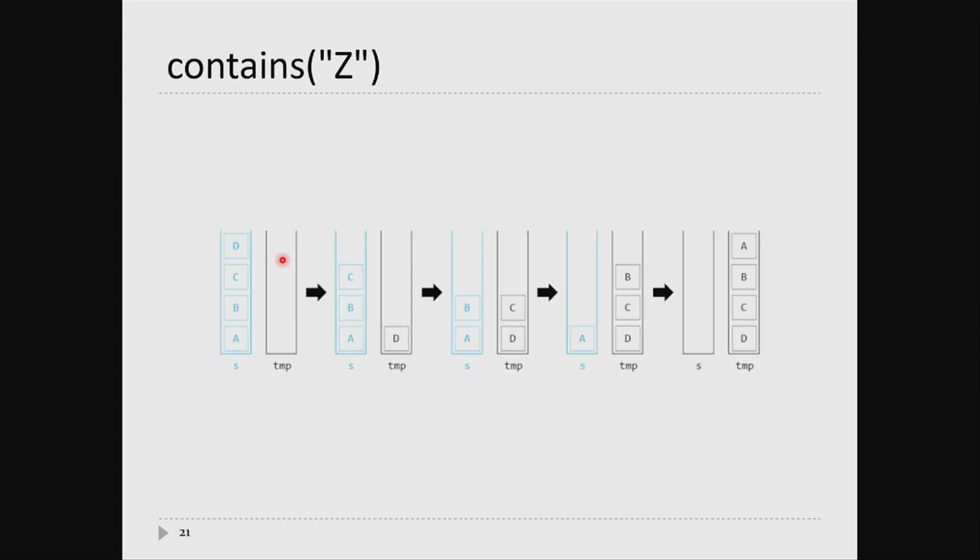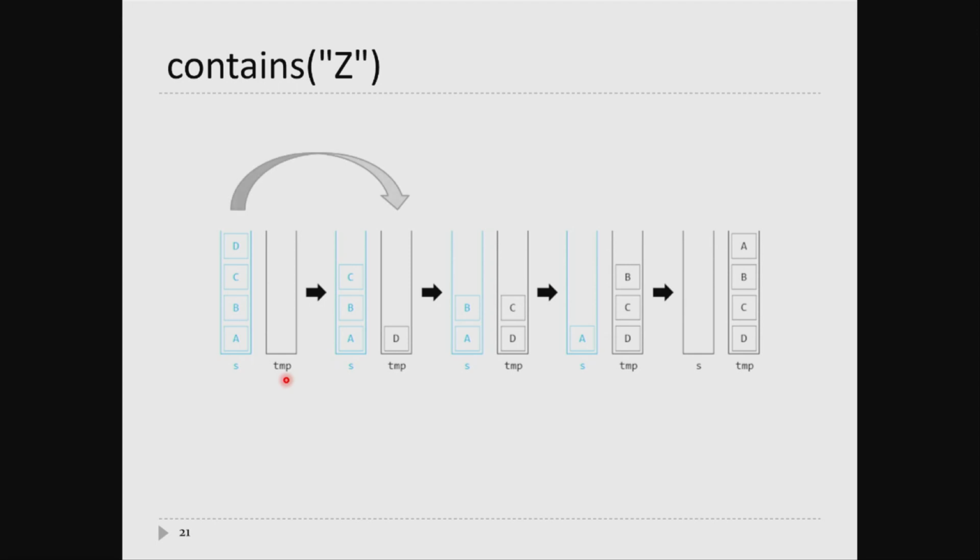So here's a picture of what's going on. S, that's my input stack. I'm looking for the Z in this stack. I have to iterate over these elements, but I can't, because I don't have an iterator in the stack class or in the stack interface, and I don't have access to how these elements are stored. So what do I do? I make an empty temporary stack, an empty temp.